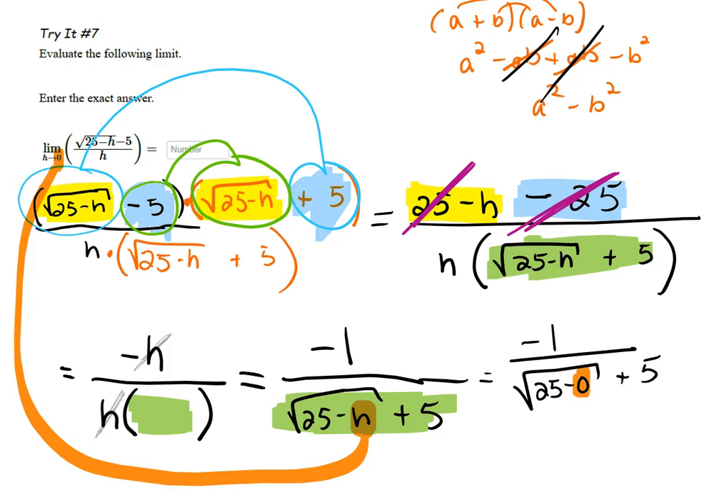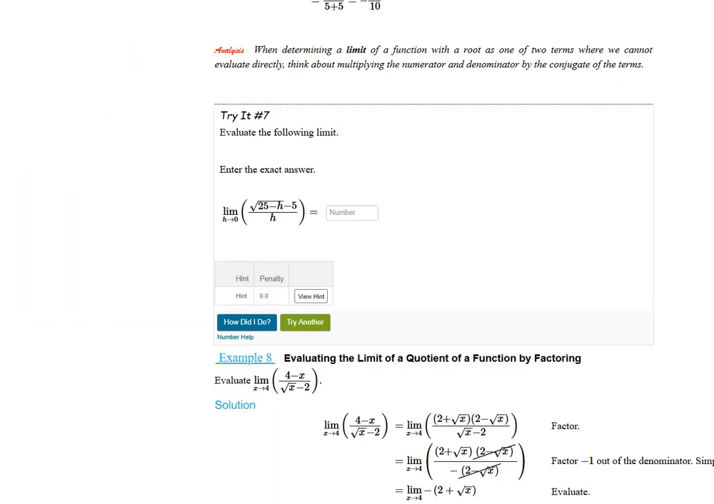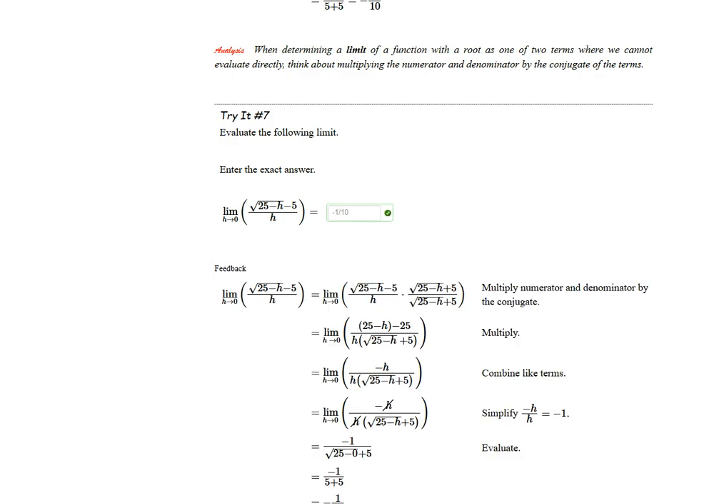And of course, 25 minus 0 is 25. The square root of 25 is 5. And 5 plus the other 5 is 10. So my limit is negative 1/10. Negative 1 over 10. And how did I do? I did good. And there we go.